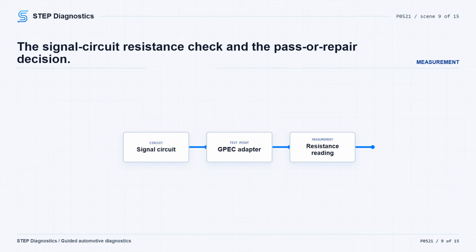Measure resistance of the signal circuit between the engine oil pressure sensor connector and the PCM connector. The resistance should be below 3.0 ohms. Remember, the GPEC Diagnostic Adapter can add up to 1.5 ohms of resistance to the circuit. If the signal circuit is not below 3.0 ohms, repair the open or high resistance in that signal circuit and verify the repair. If it passes, go to the supply circuit.